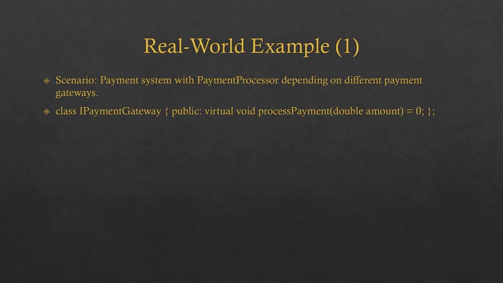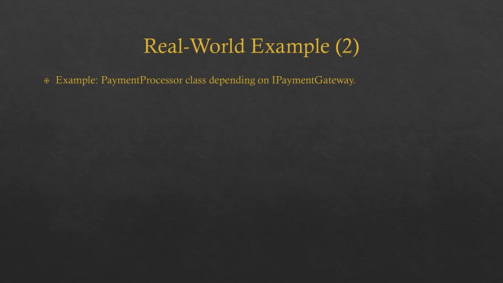Let's look at a real world example. Imagine a payment system where the payment processor class depends on different payment gateways. Using DIP, the payment processor depends on an abstract IPaymentGateway interface, allowing for multiple implementations without altering the core logic. As shown in this example, the payment processor class interacts with the IPaymentGateway interface, not specific implementations. This ensures that new gateways can be added without changing the payment processor logic, adhering to the principles of DIP.